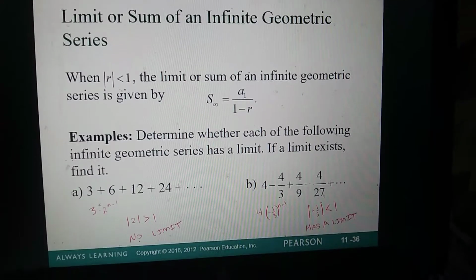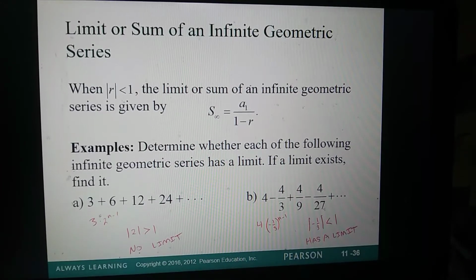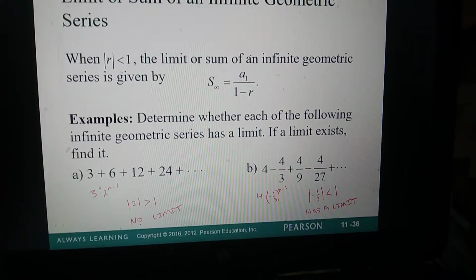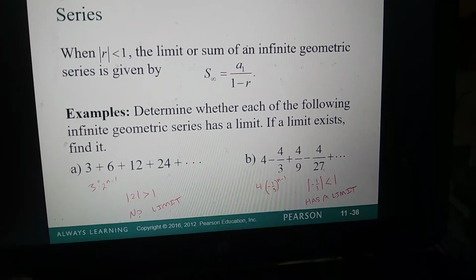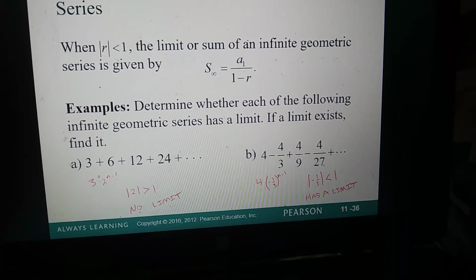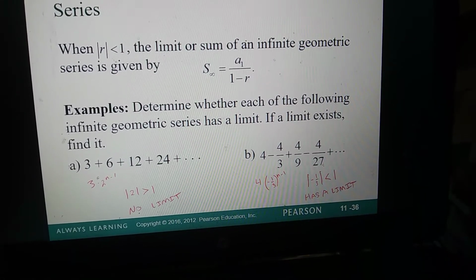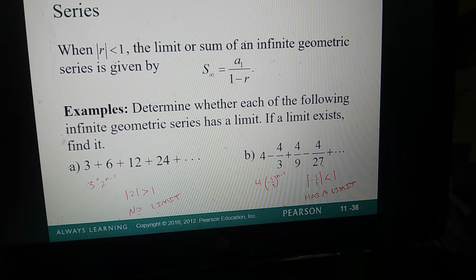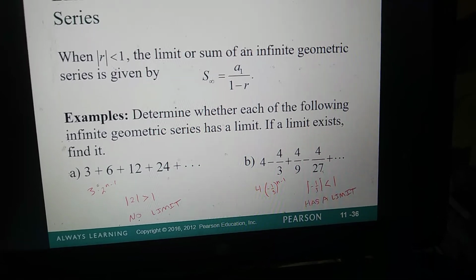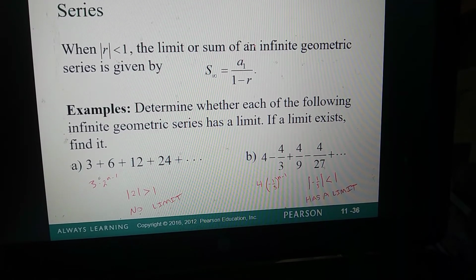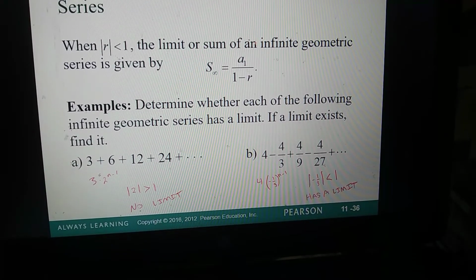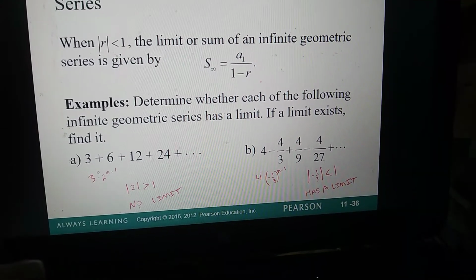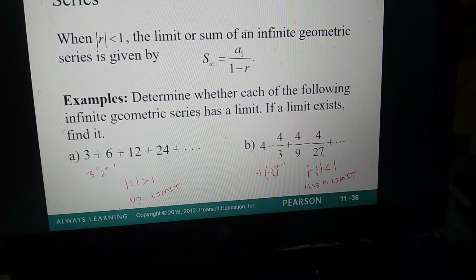So what ends up happening is we have this rule, and you'll actually prove it in calculus, and it'll make more sense. But we can talk about what's called the limit, or the sum of an infinite geometric series. If that common ratio is less than 1, meaning the absolute value of it, then the limit of the sum, or the sum of an infinite geometric series, is just the first term over 1 minus the common ratio.